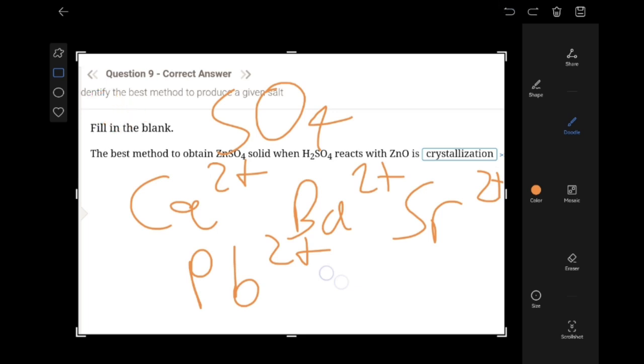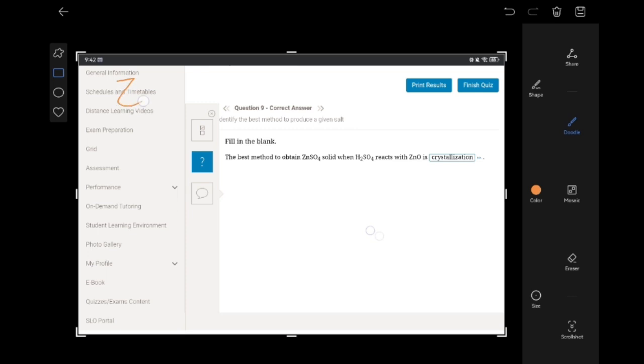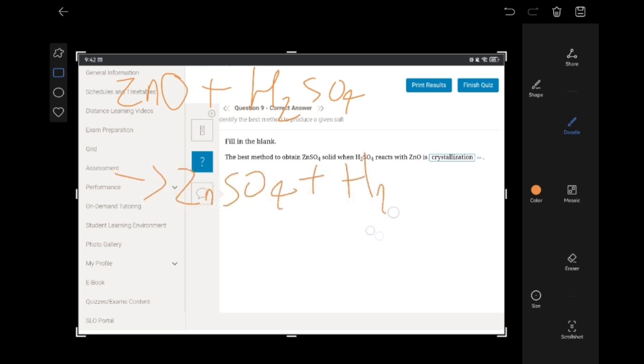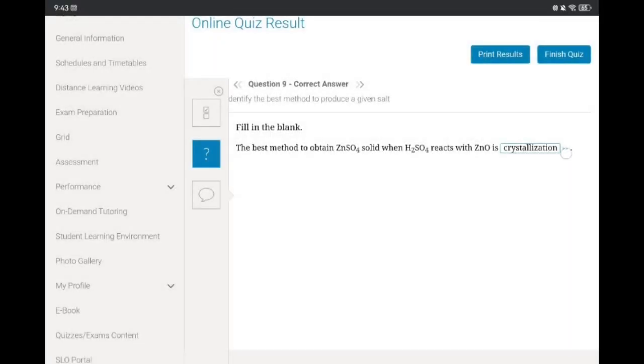So how do you get a solid from something soluble? You crystallize it. So it's just the same as acid with base. So ZnO plus H2SO4 is going to give you ZnSO4 plus H2O. I'm not sure about this one, but all of these are aqueous. How do you get something solid from something aqueous? Crystallization. Or evaporation is also accepted.